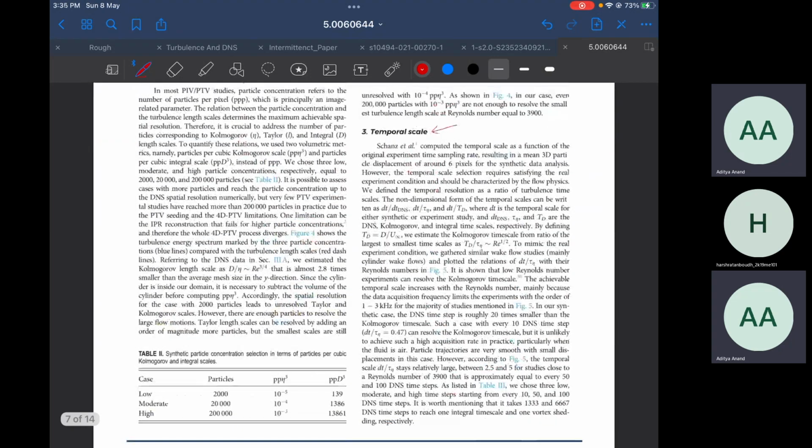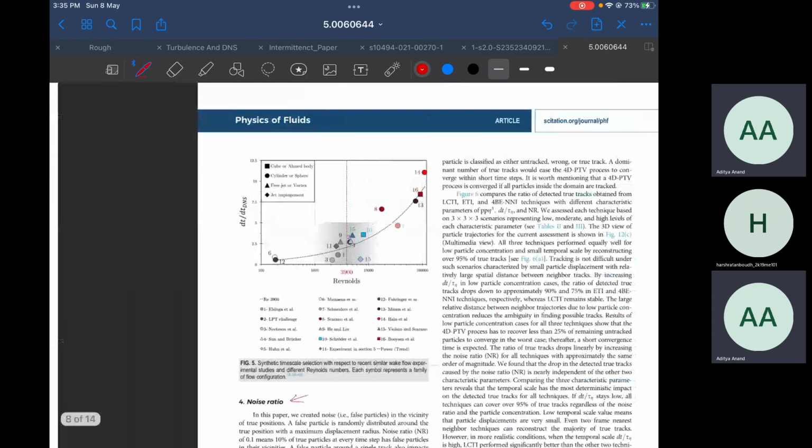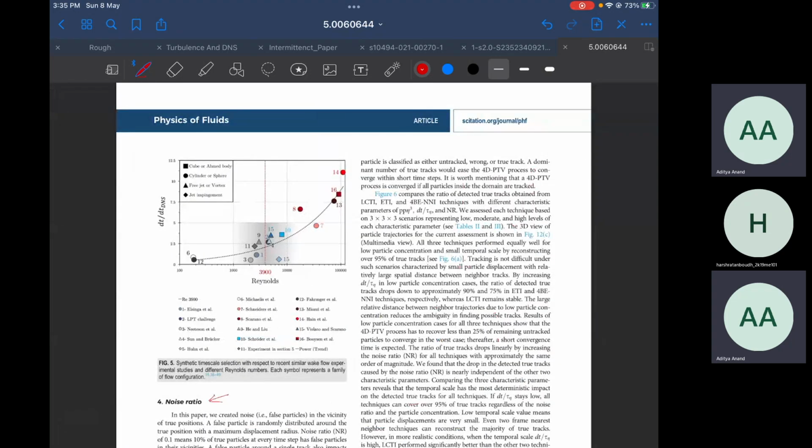Then they have also studied the effect of temporal scale, I mean, dt by dt_dns. Here dt is the time step for your particle tracking, and dt_dns is the time step for DNS. What they have done is they compared the time step required with Reynolds number for the three cases.